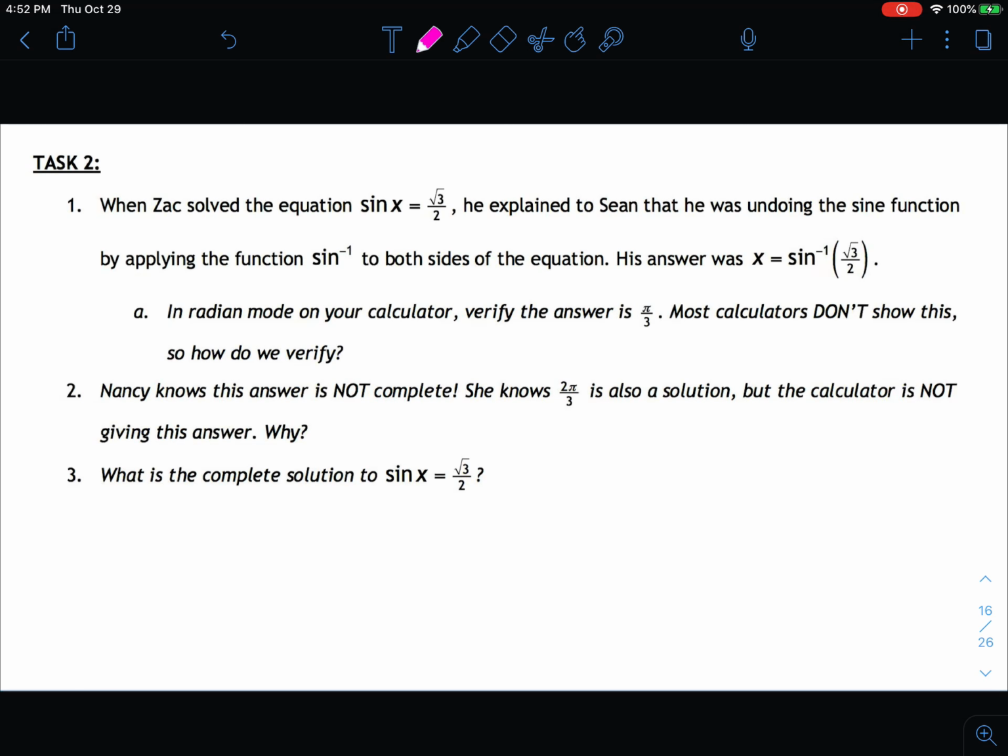So let's go ahead and make sure your calculator is in radian mode. I'm going to check mine real quick. Oh, I was in degrees. Okay. So now we'll hit inverse sine, and we're going to put in the square root of 3, and we will divide by 2.